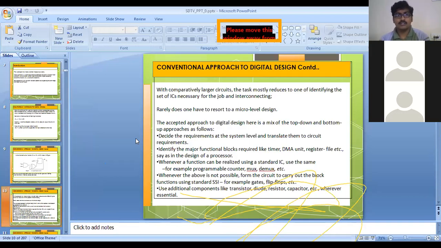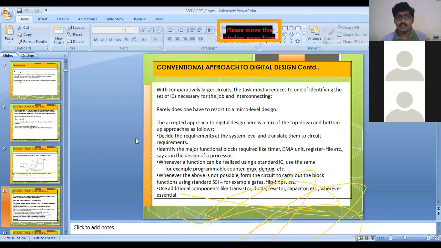So you see here, compared to large circuits, the task mostly reduces to identifying the set of ICs necessary for the job and interconnecting them. First, we should have an idea of what the inputs should be and what the outputs should be. To get those outputs, we should have an idea of what components we require.